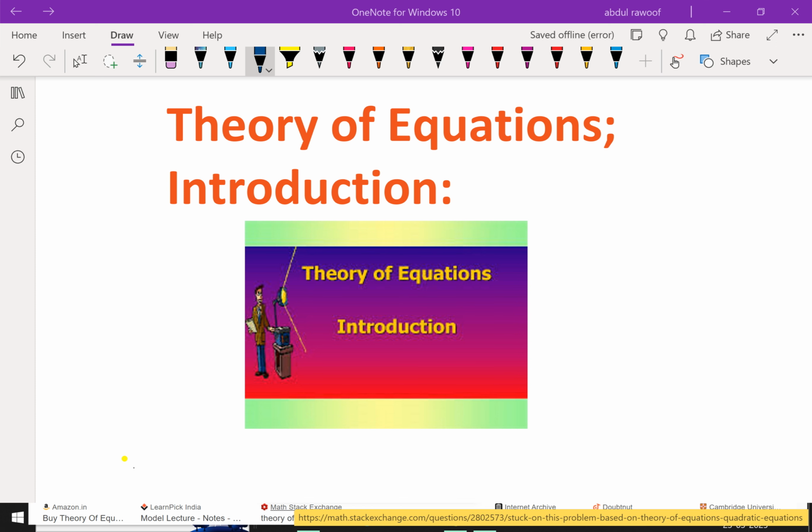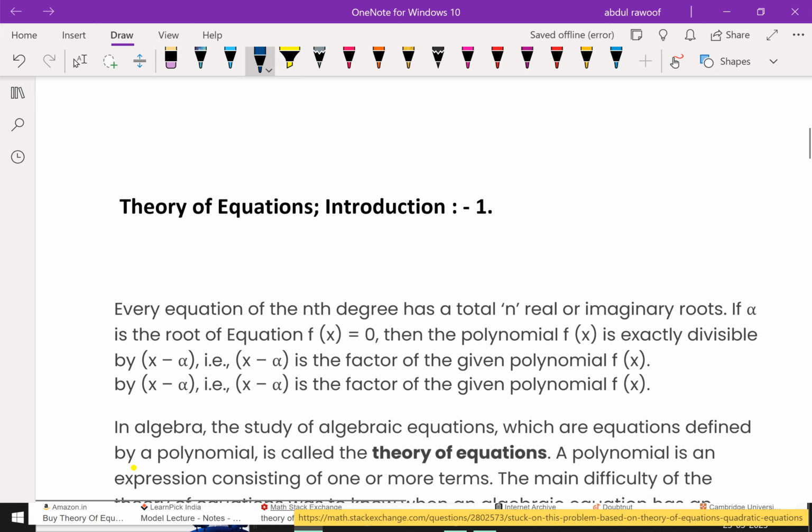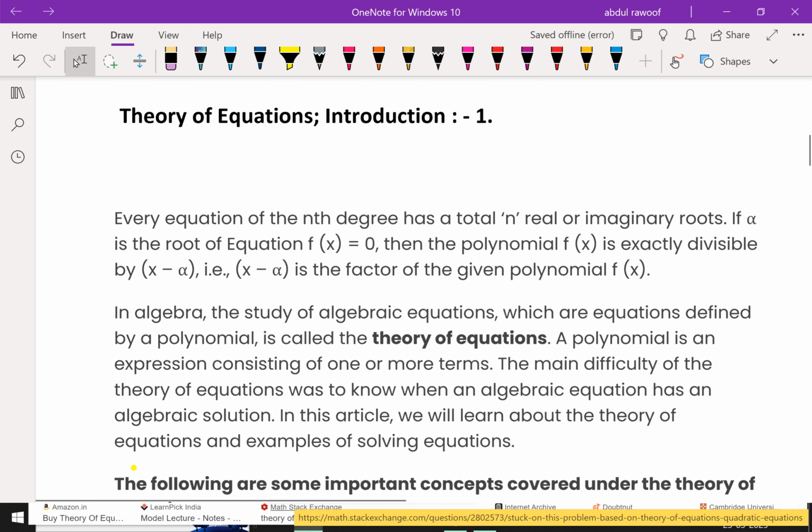Now, let us discuss further about theory of equation. Look at this. Every equation of the nth degree has a total n real or imaginary roots, both possible. If alpha is the root of equation f of x equals 0, then the polynomial f of x is exactly divisible by x minus alpha, the factor. That is, x minus alpha is the factor of the given polynomial f of x.